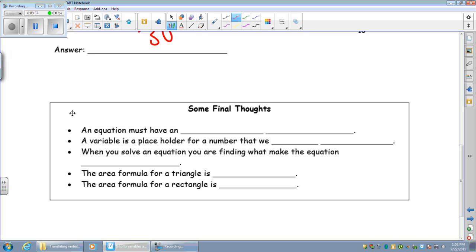Some final thoughts. An equation must have an equal sign. A variable is a placeholder for a number that we don't know. When you solve an equation, you are finding what makes the equation true. The area formula for a triangle is 1/2 base times height. And for a rectangle, it is just base times height, remember.